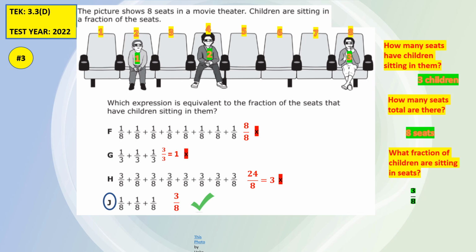Now, hopefully you are able to get the same answer that I did. And if not, that's okay. That may just be a skill you need to work on. Let's go ahead and move on to the next question.